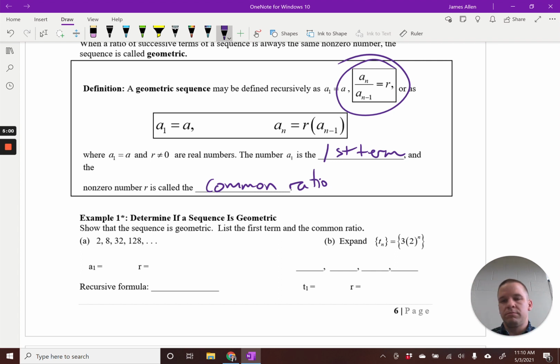Common ratio. Boom. I like it. It's awesome and fantastic. Okay. Next, show that the sequence is geometric. List the first term and the common ratio.